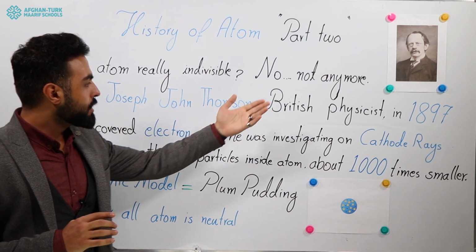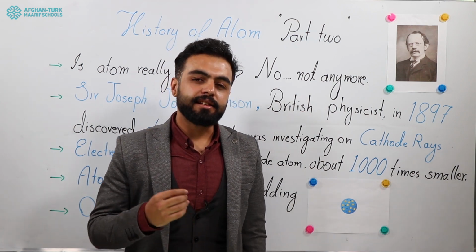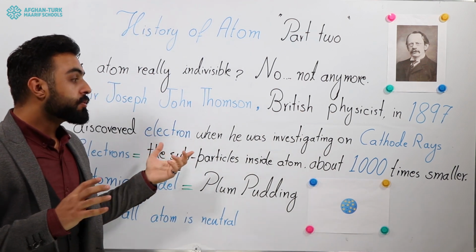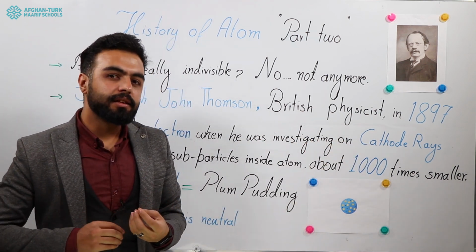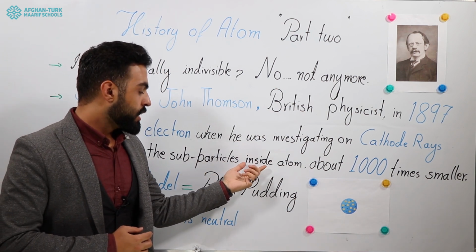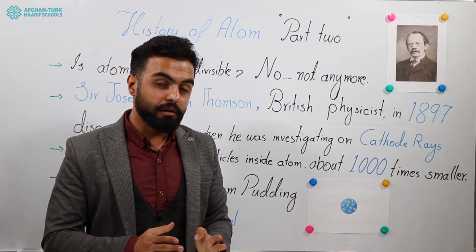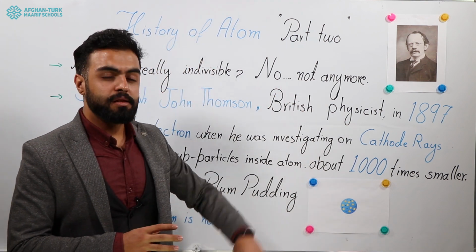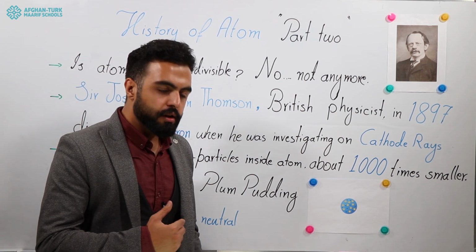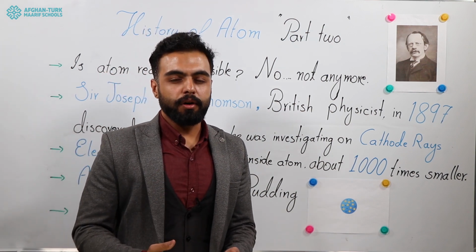Joseph John Thomson, that guy is actually a British physicist, in 1897, while he was investigating on cathode rays, he suddenly discovered electron. Electron is actually a subparticle. They are subparticles inside the atom, and they are about 1,000 times smaller than atom. That's what Mr. Thomson says. He also, as the other scientist, Mr. Dalton, also proposed an atomic model to describe his idea to the other scientists.